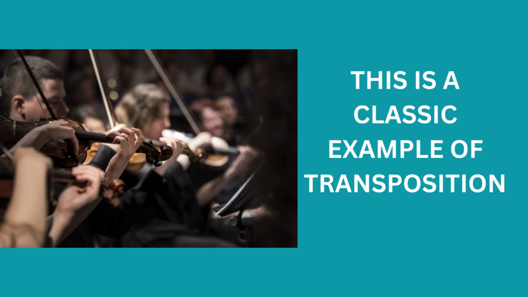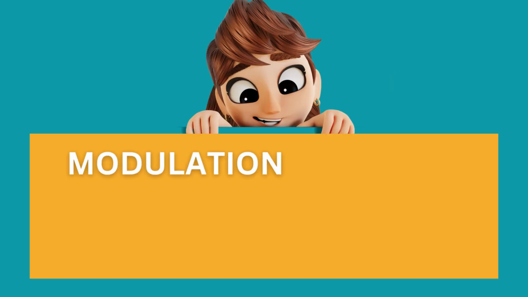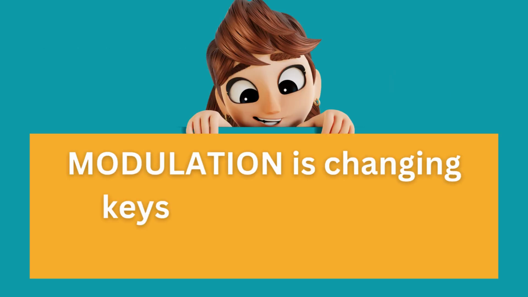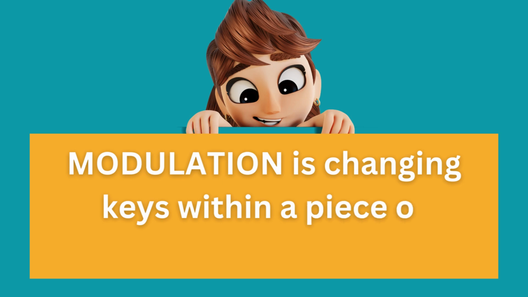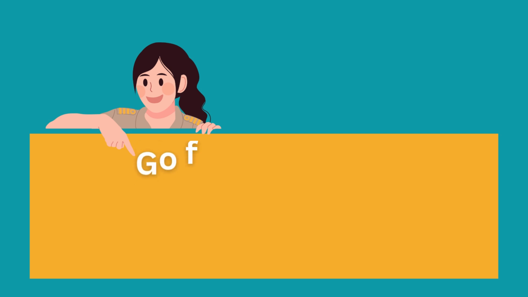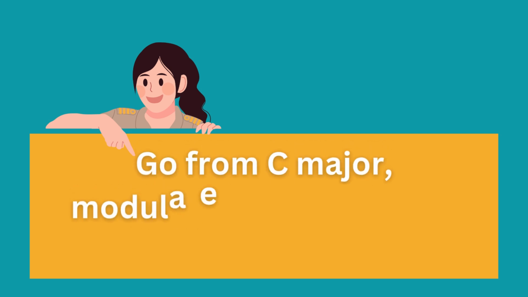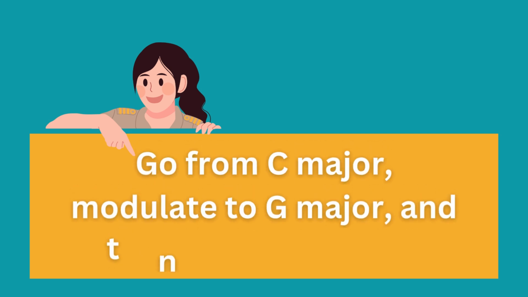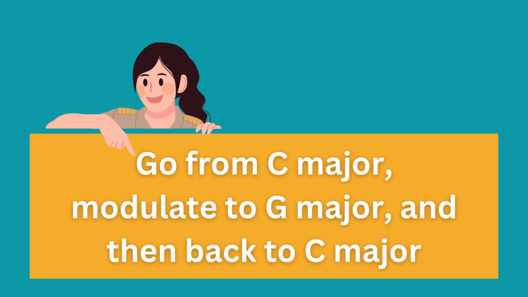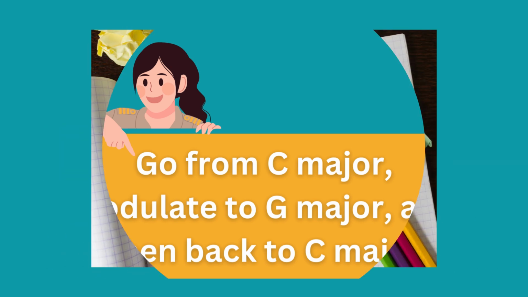That is a classic example of transposition. Modulation is changing key within a piece of music, oftentimes coming back to the original key. An example of modulation is where you go from C major, modulate to G major, and then come back to C major. This is used frequently in pieces of music to add harmonic interest.